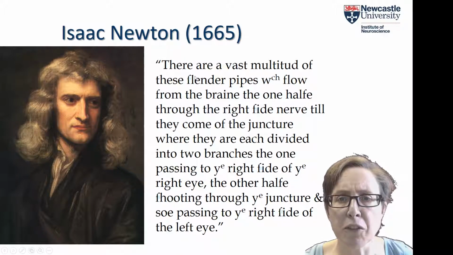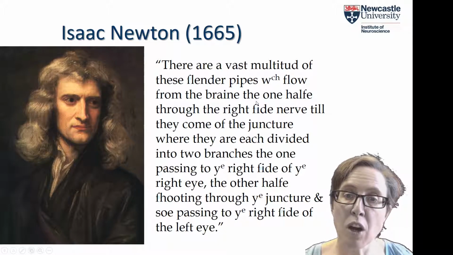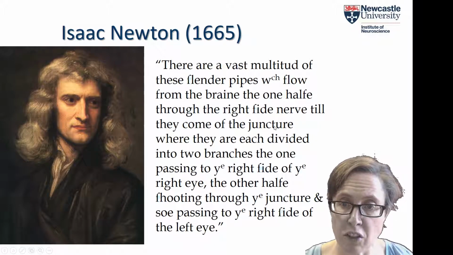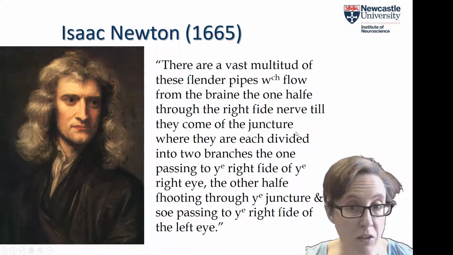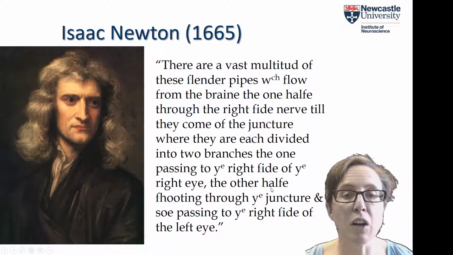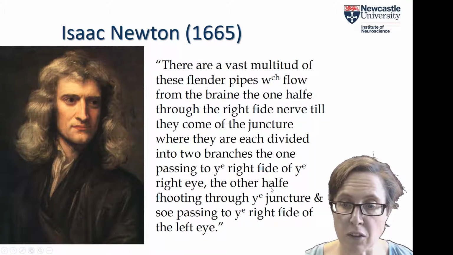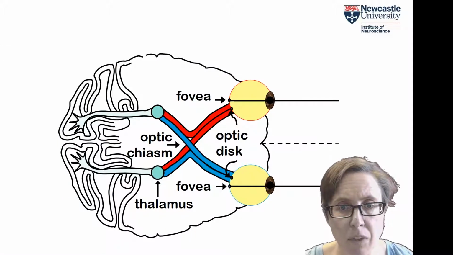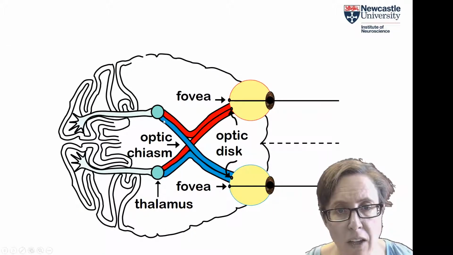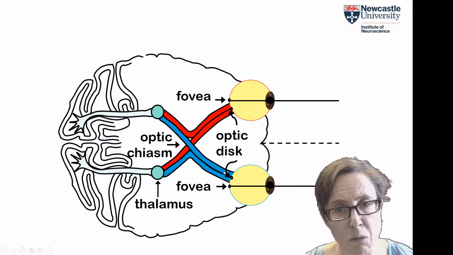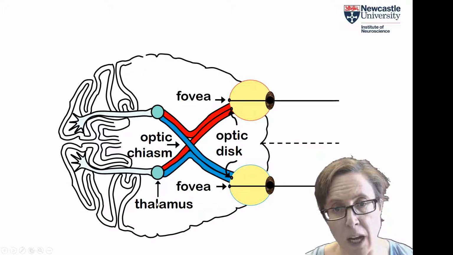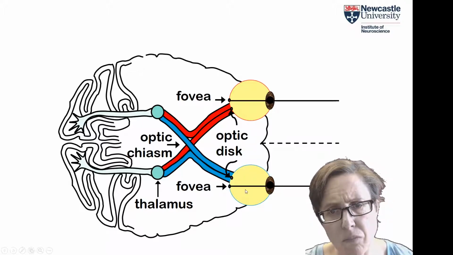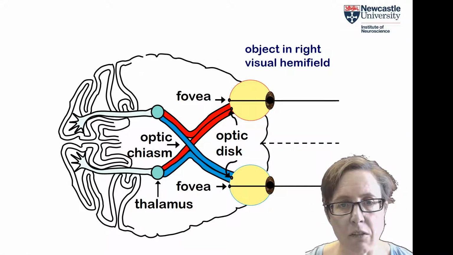So a vast multitude of these slender pipes and nerve fibres which flow from the brain, the one half through the right side nerve till they come at the juncture, the optic chiasm, where they are each divided into two branches, one passing to the right side of the right eye, the other half shooting through the juncture and so passing to the right side of the left eye. So hopefully you can see that he's describing it from the brain and then going out into the two eyes. So why have this complicated arrangement?